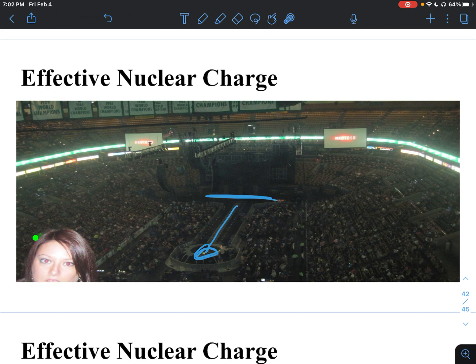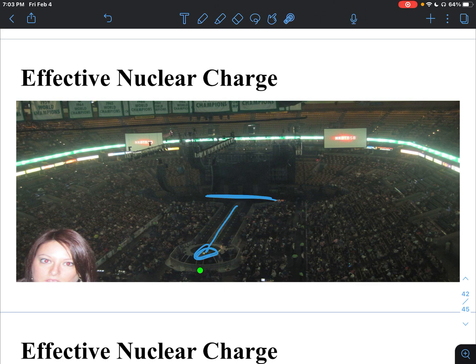So I like to call her my electron shield. She is going to be blocking my attraction to that stage. Okay, so the further away I am, the less attraction I'm going to feel to that stage, just like Coulomb's law.